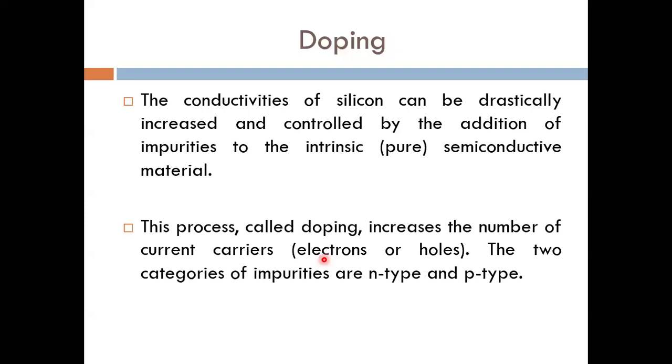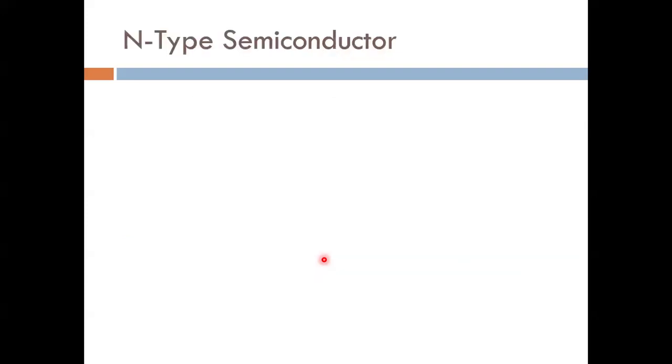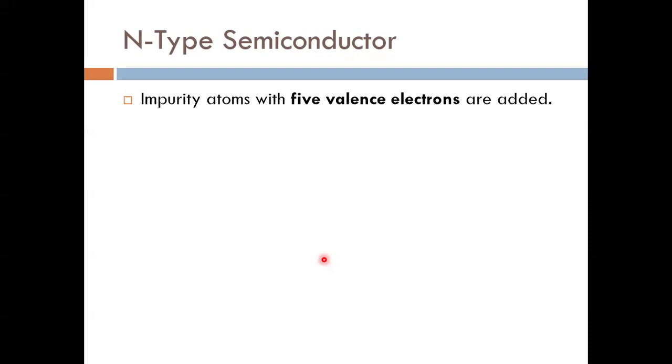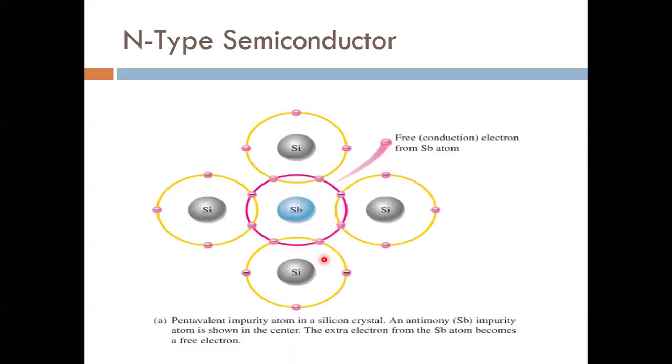We will see in which type, like in N type, electrons will be increased, and in P type, holes will be increased. We will see how. So, starting with N type semiconductor, it is actually formed when impurity atoms with 5 valence electrons are added. That means of group 5. The examples are phosphorus, arsenic. Now let's try to see what happens.